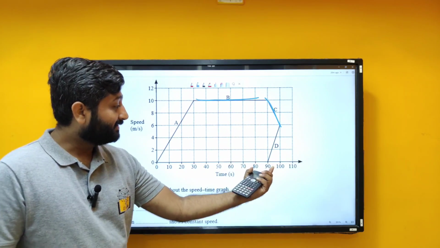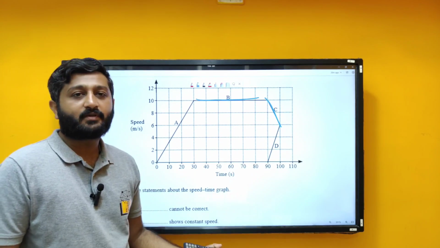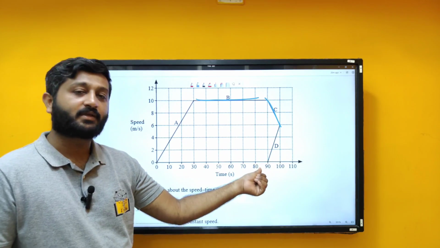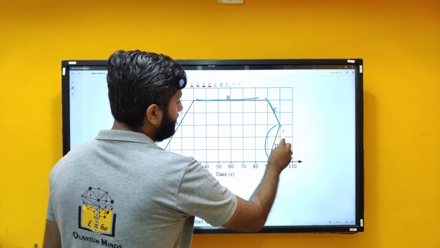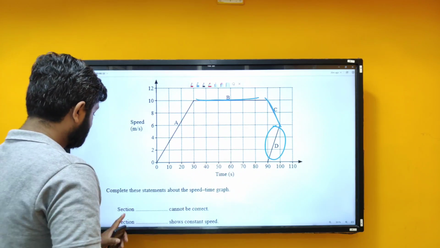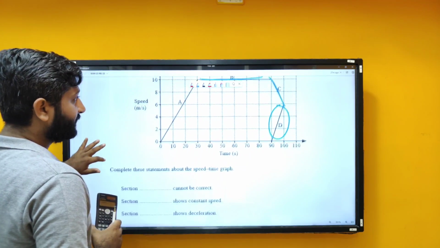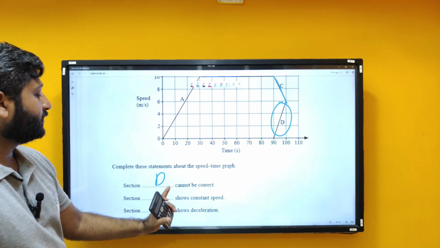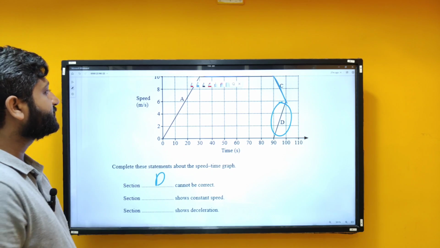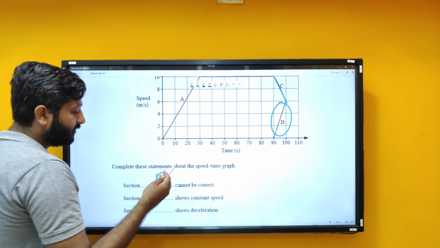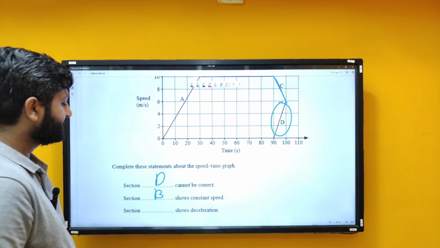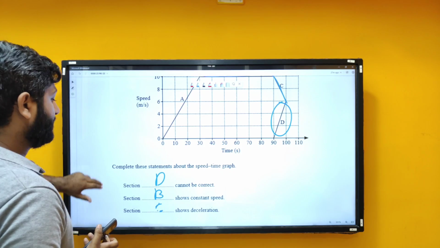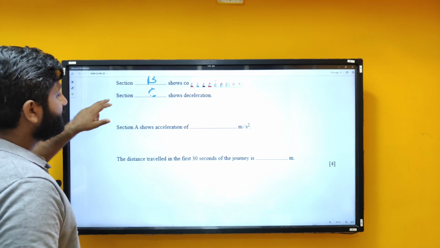And here the time is decreasing. Now this is not possible, right? Because time is supposed to increase. From 100, the time is reducing, right? So this seems to be some mistake in this graph. So section D cannot be correct. Section B shows constant speed. Section C shows constant deceleration. Next, section A shows the acceleration.